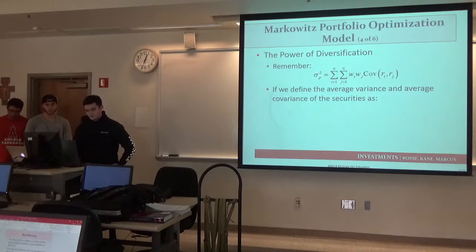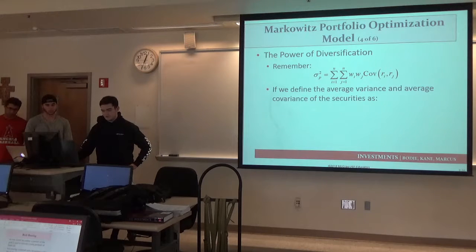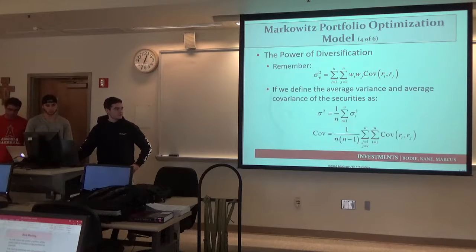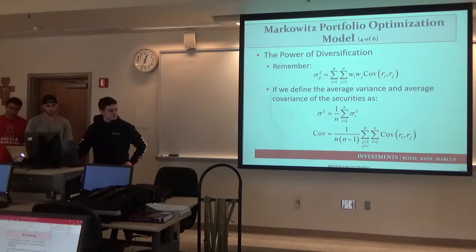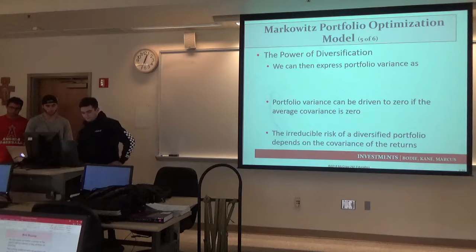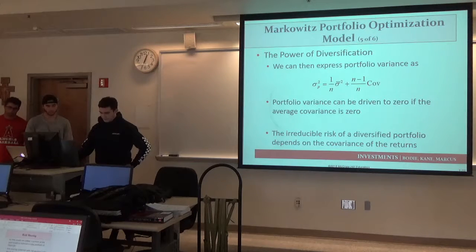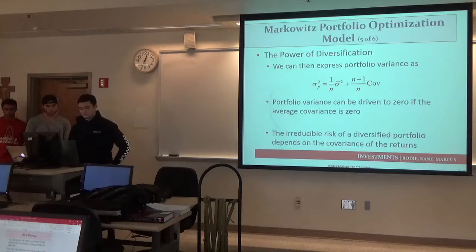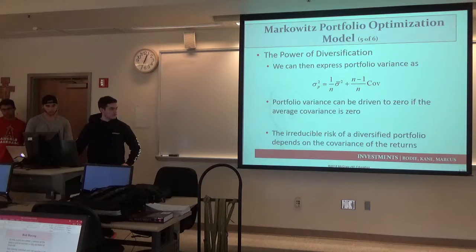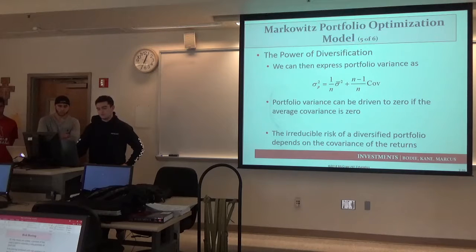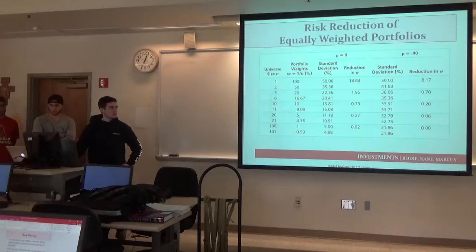And the power of diversification, so you have to remember this equation. There was also covariance, and then if we define the average variance and average covariance of the securities as this equation, so you have covariance equals 1 over n times n minus 1, and all that. Variance can be shown as this in a portfolio, and portfolio variance can be driven to 0 if the average covariance is 0. So the irreducible risk of a diversified portfolio depends on the covariance of the returns.